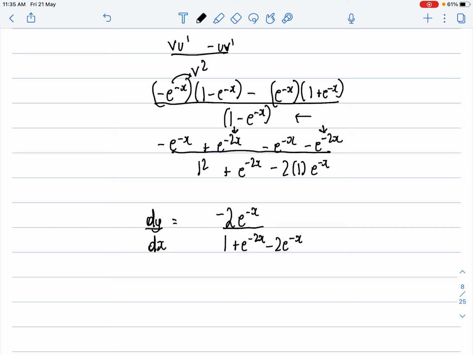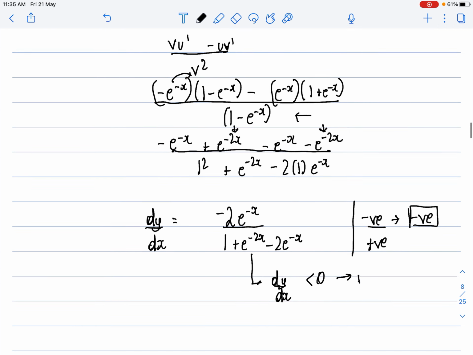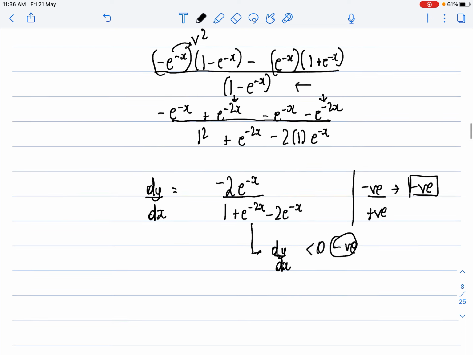Now I need to prove that it's always negative. If you notice, my numerator is negative and my denominator is positive, and negative over positive is always negative. That means my dy by dx is always less than 0, which means it's negative. Okay, so this is the first part.